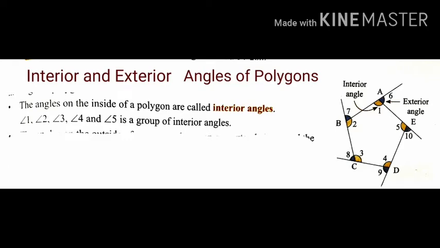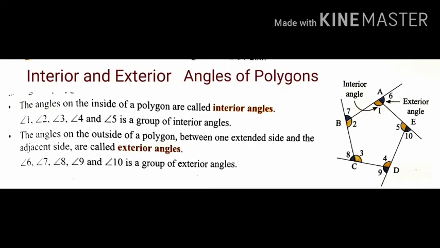Here, if you look at the figure, 1, 2, 3, 4, 5 are interior angles that lie within the closed figure, and another group of angles, 6, 7, 8, 9, 10, we call exterior angles, which lie outside the closed figure.